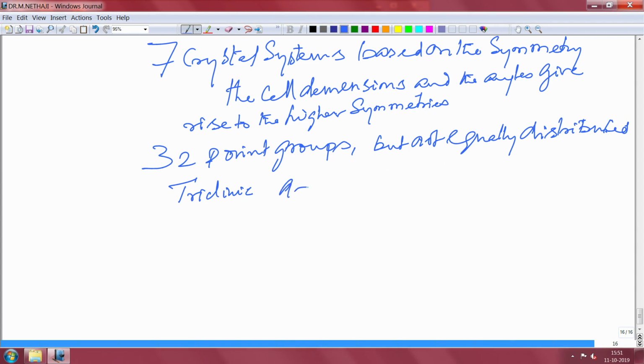We know that A is not equal to B, not equal to C, alpha is not equal to beta, not equal to gamma. So, we need 6 variables. Here no axes are equal and no angles are 90. Now, let us see the point group.